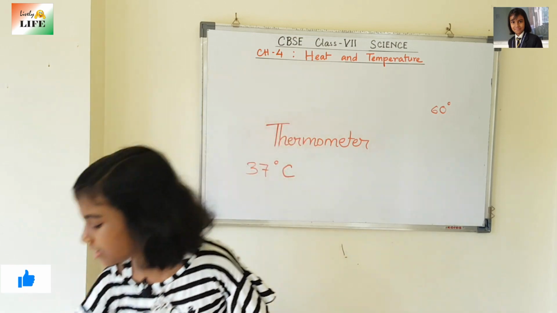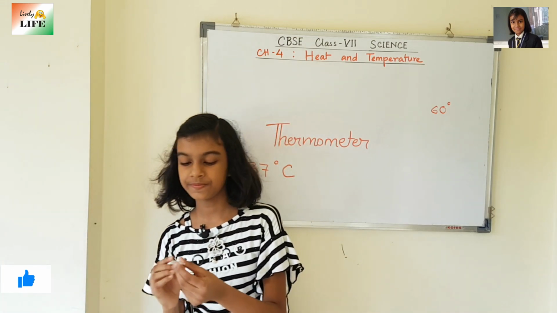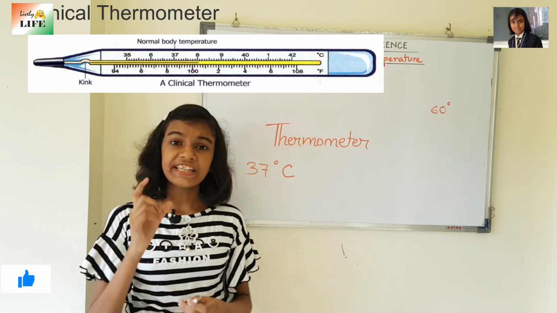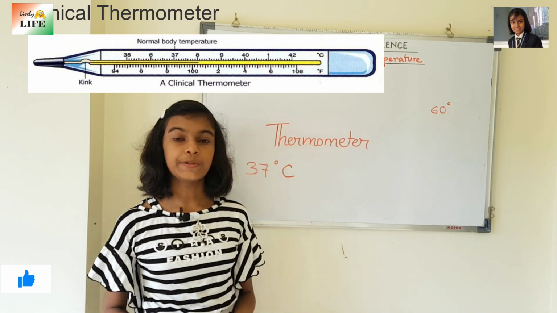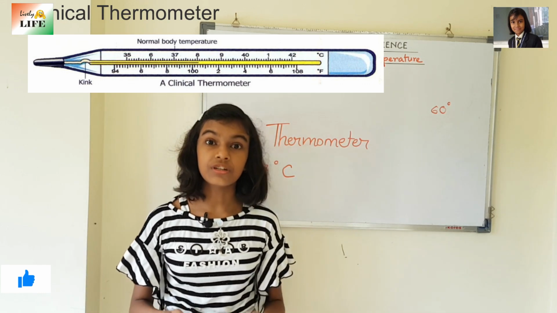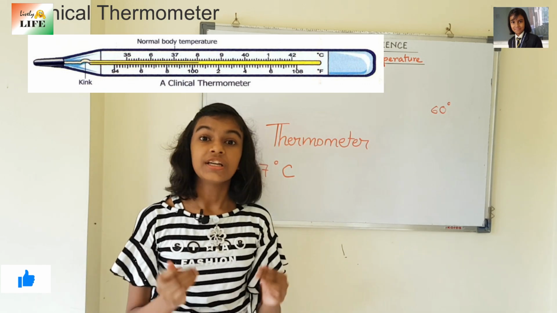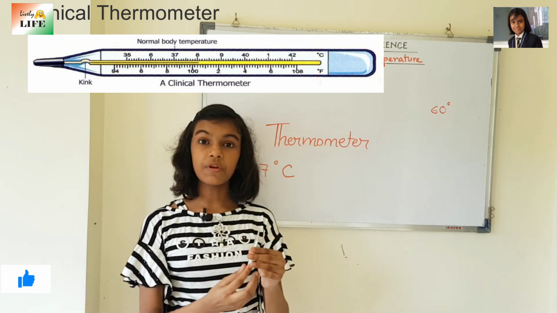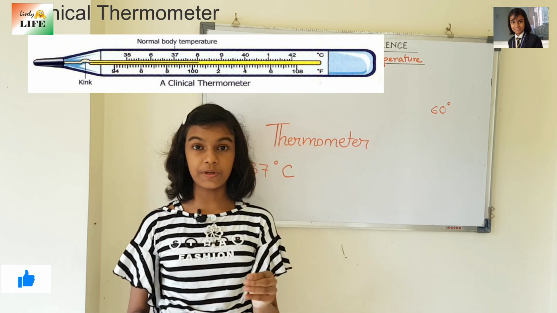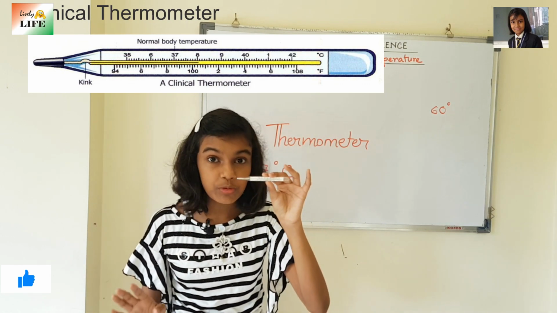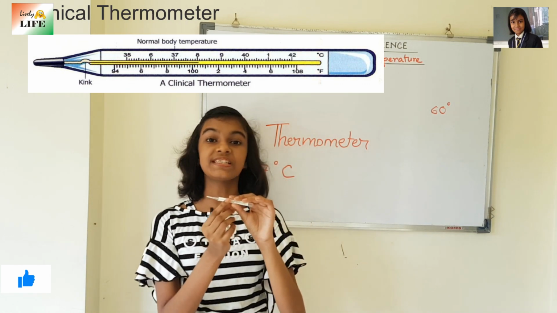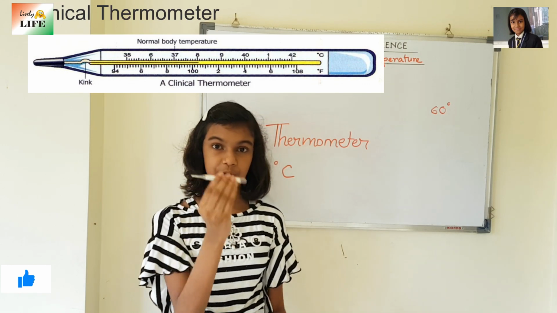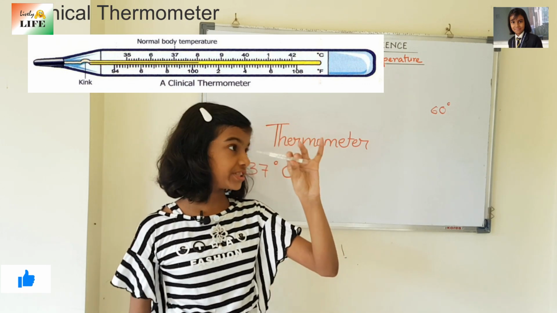I have a clinical thermometer over here. So, what is actually a clinical thermometer? A clinical thermometer is used to measure the temperature of a body. It is used to measure the human temperature. The clinical thermometer is not used to measure the temperature of any object. It is only used to measure the human temperature or the temperature of any body.